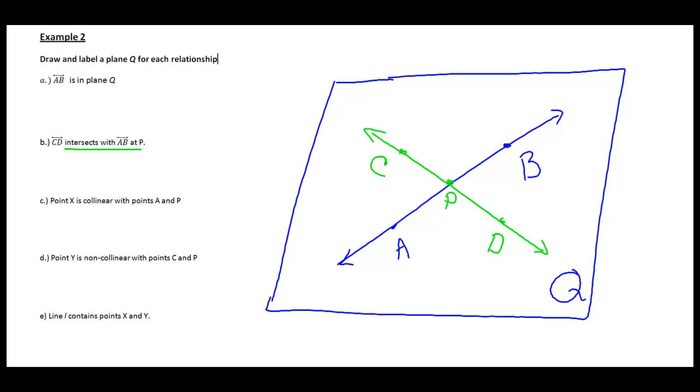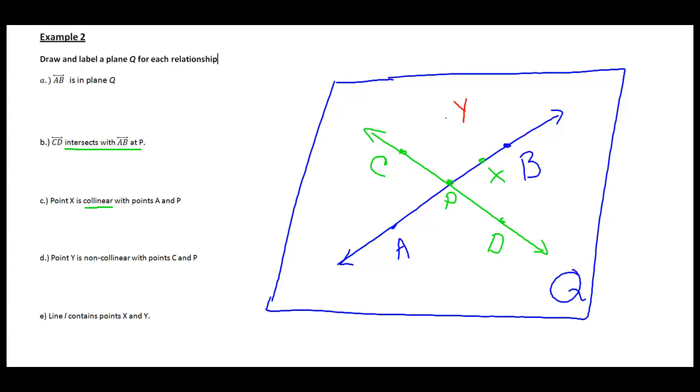Part C. Point X is collinear with points A and P. Notice the word collinear here. It means that they are on the same line. So I need to put point X somewhere on the line with points A and P. It doesn't say where it needs to be. I'll just choose right there. Part D. Point Y is non-collinear with points C and P. This means Y has to be off of line CP. We'll choose a point that is off of both lines. That is definitely non-collinear with C and P.